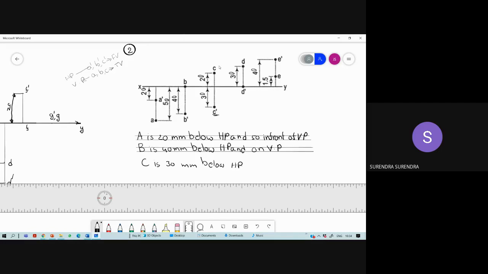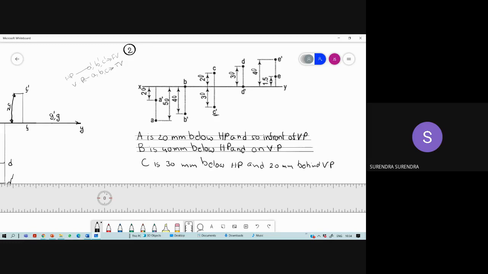And where is the top view of point C? Above the XY line. The top view above the XY line is possible when the point is behind the vertical plane. So point C is 30 mm below HP and 20 mm behind VP.